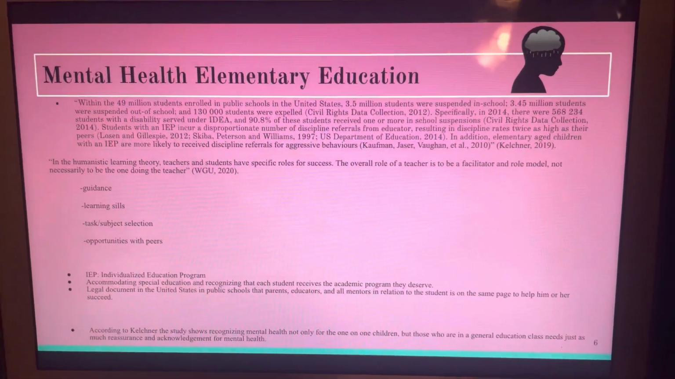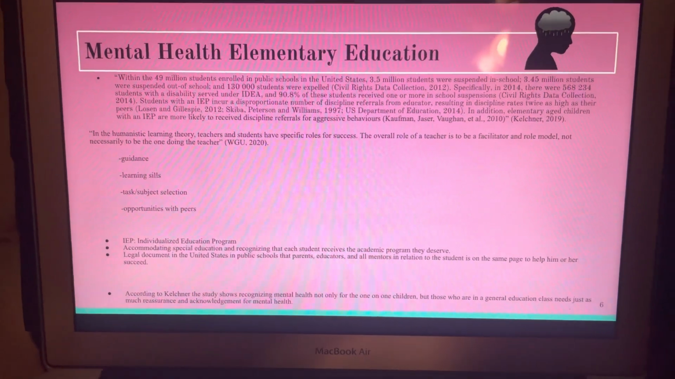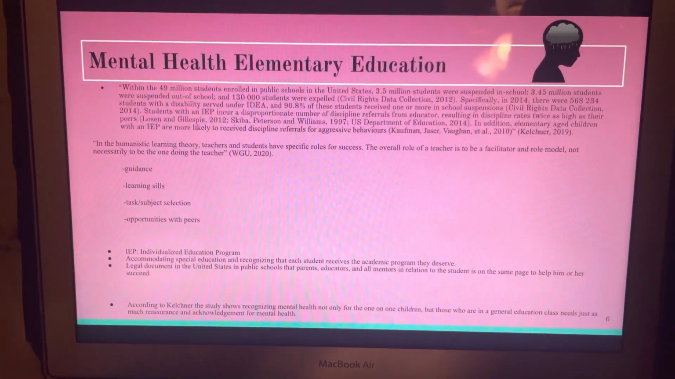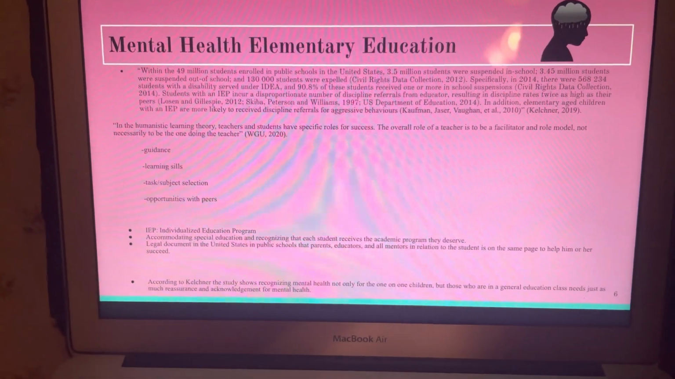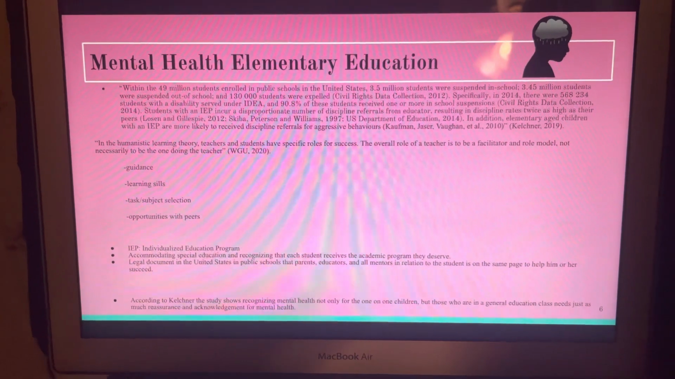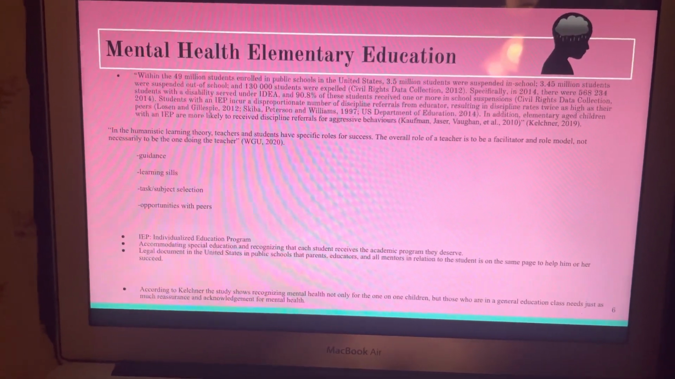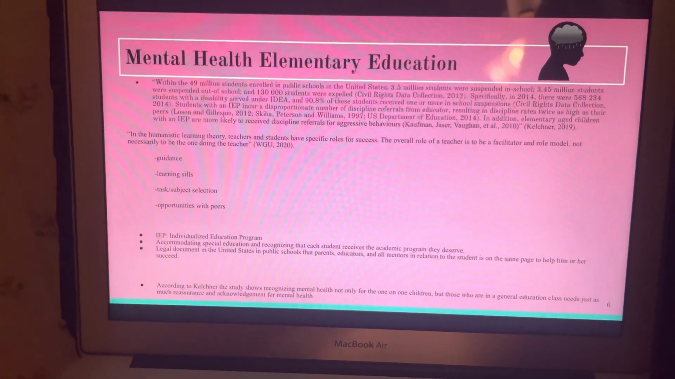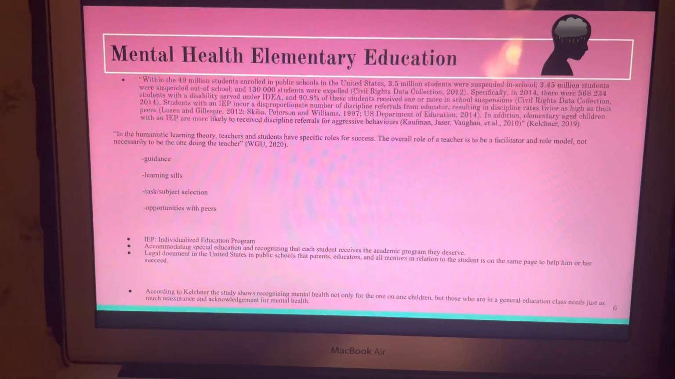Mental health in relation to elementary education. The first quote shows a study by Kelchner from 2019. This article showed that not only does special education need accommodations for mental health, but general education students need them just as much. And it shows in their academics when they're provided with mental health resources.